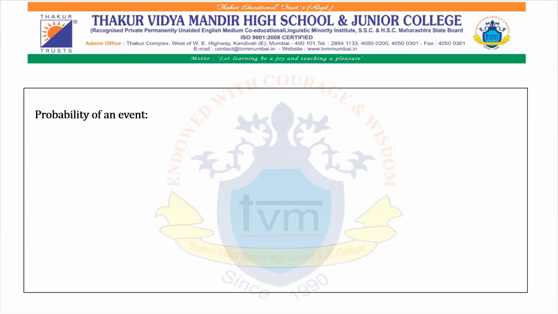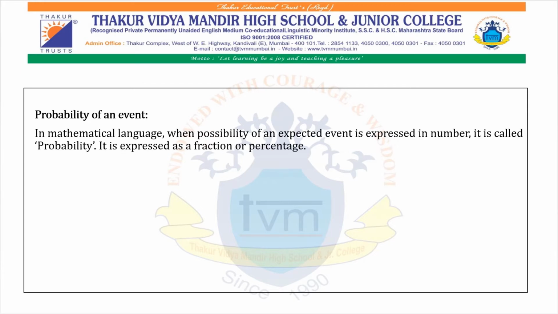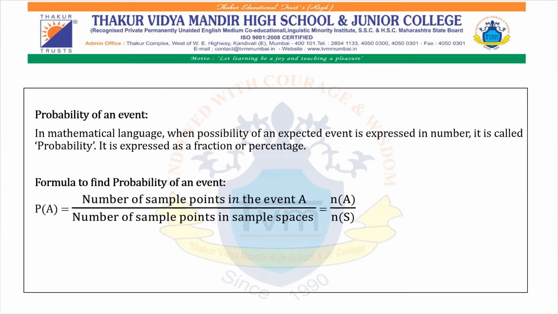Probability of an event. In mathematical language, when possibility of an expected event is expressed in number, it is called probability. It is expressed as a fraction or percentage. Formula to find probability of an event: P(A) = number of sample points in the event A upon number of sample points in sample space, which is equal to n(A) upon n(S).